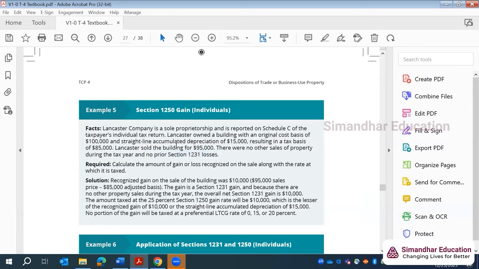Okay. So here you have a building which is worth $100,000. You've taken an accumulated depreciation of $15,000. Your adjusted basis is $85,000. You have sold the building for $95,000. Okay. So are you selling the building over and above the actual cost price of the building?